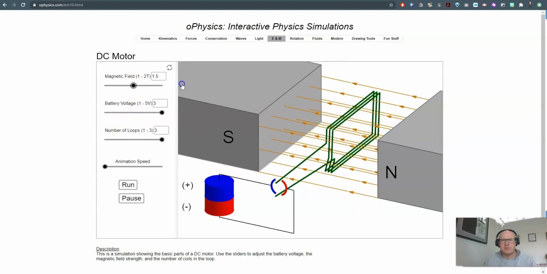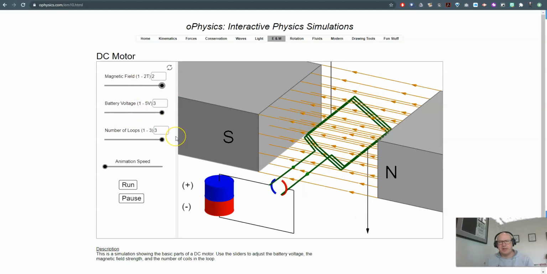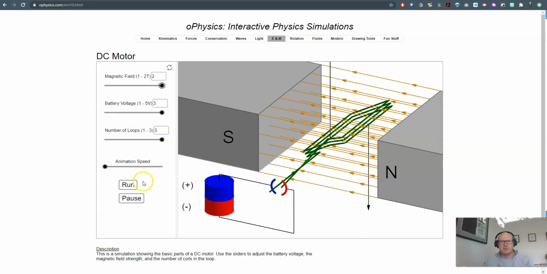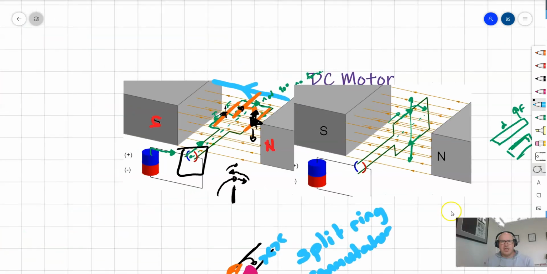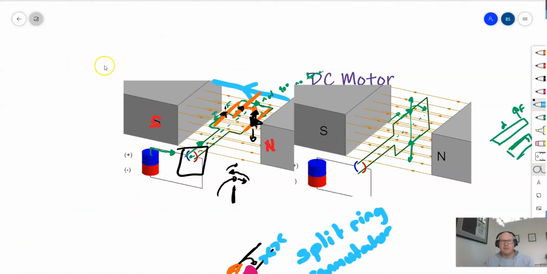And I can also increase the magnetic field strength, and then I get my top speed, okay, for this motor. Okay, so that's everything you need to know for this last section of the motor effect.